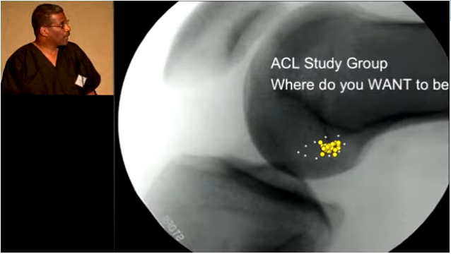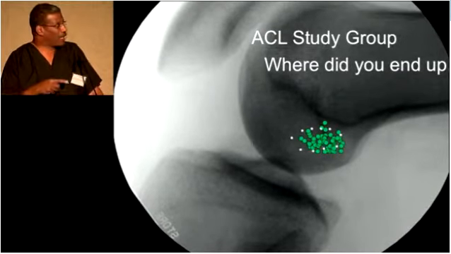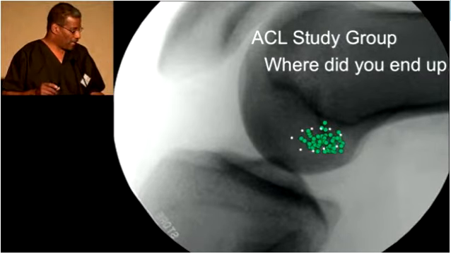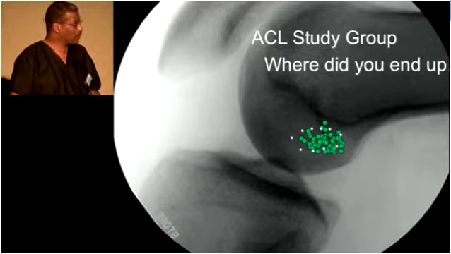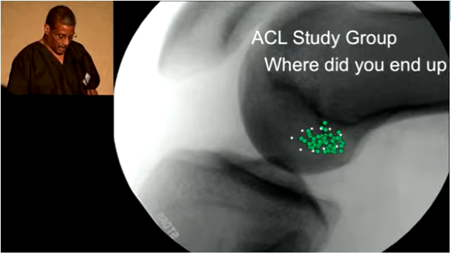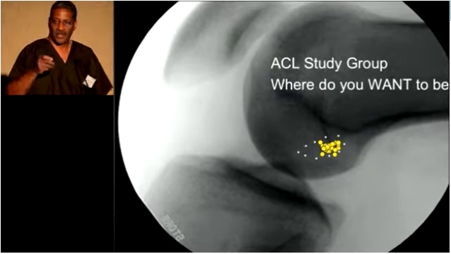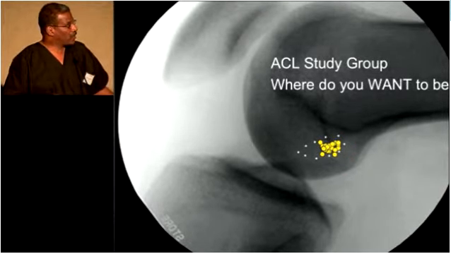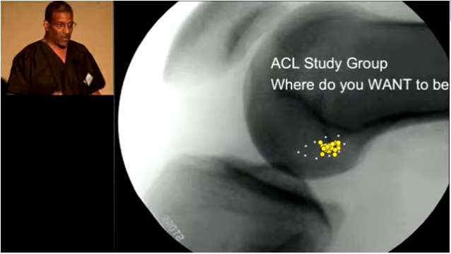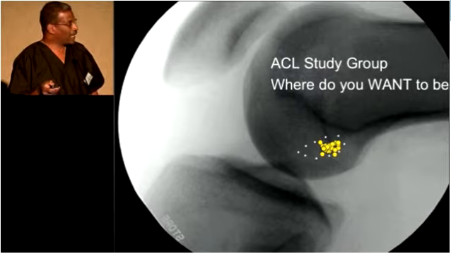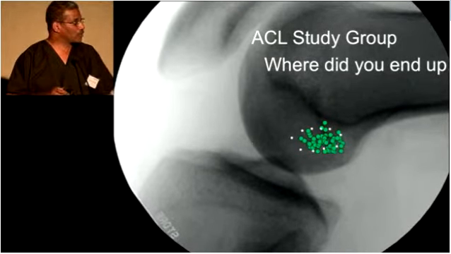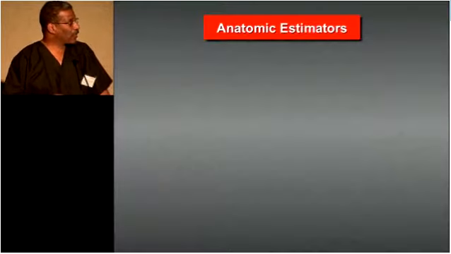Okay. So this is a study we just did at the ACL study group, and we asked surgeons, where do you want to be in the footprint? And we had them mark this on an X-ray, and you can sort of see the scattering of points. So this is where they want it to be. And you can see most people are in this sort of AM central position, but what you want is not always what you get. And this is where they actually ended up when we charted the tunnels fluoroscopically. So that's where I think the fluoro will help you.